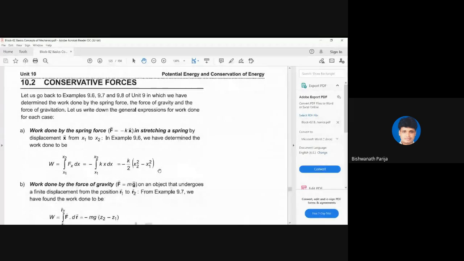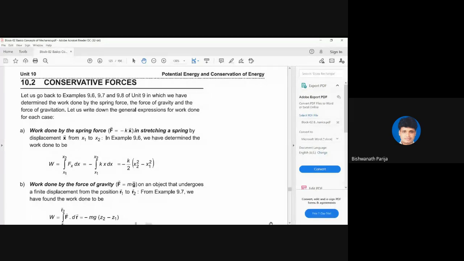You have various types of forces: contact force and non-contact force, which you already know. So what is a conservative force? In a conservative force, the total energy is constant. Actually, the work done by a conservative force does not depend upon the path followed. It only depends upon the initial and final position.